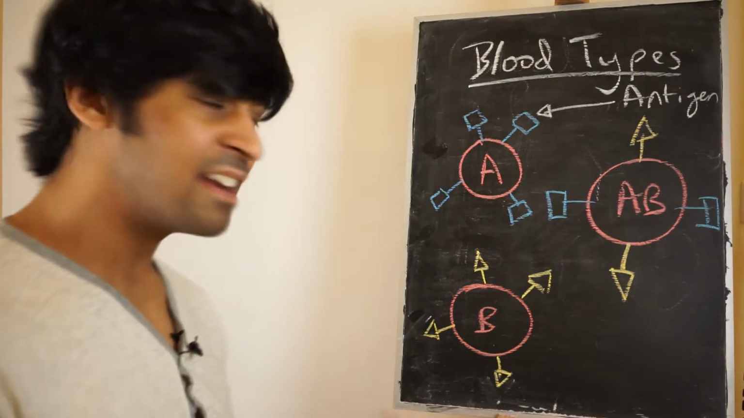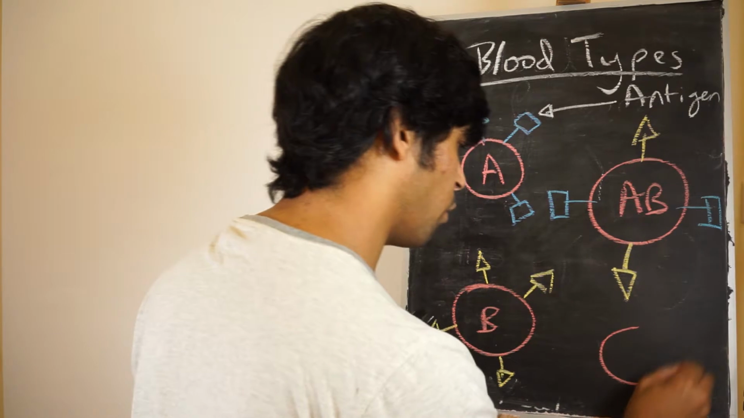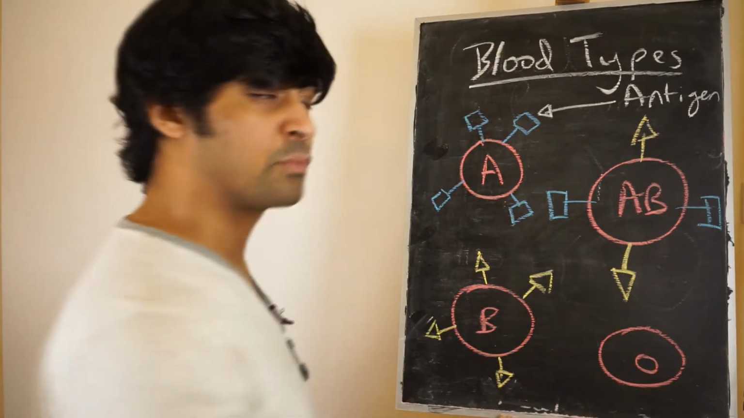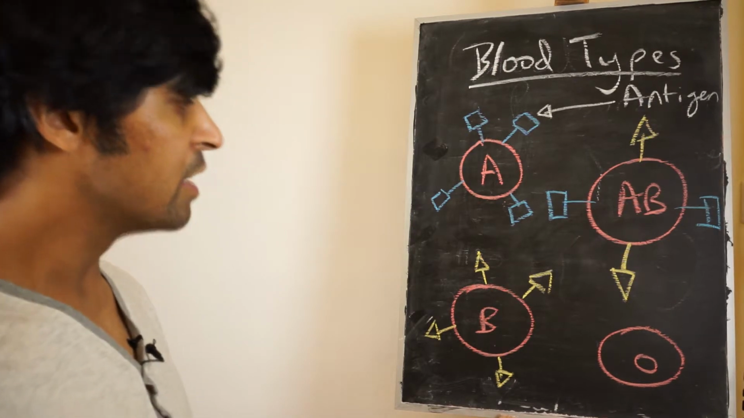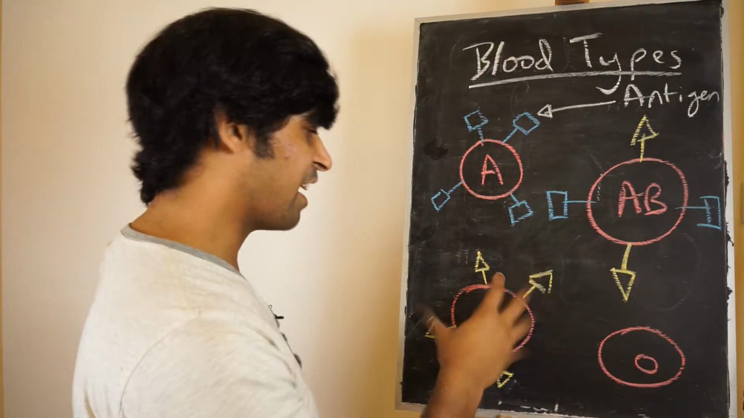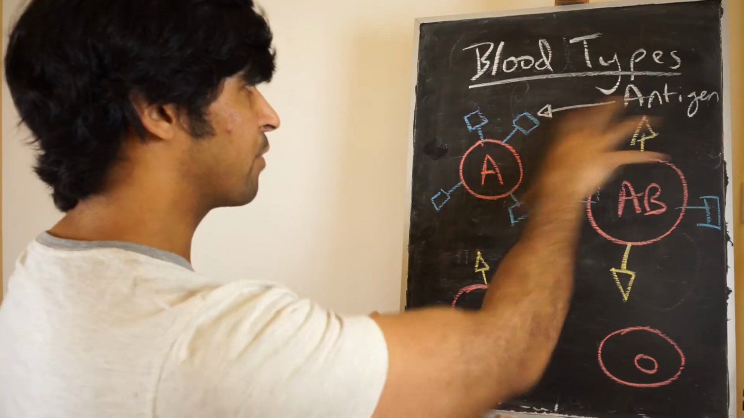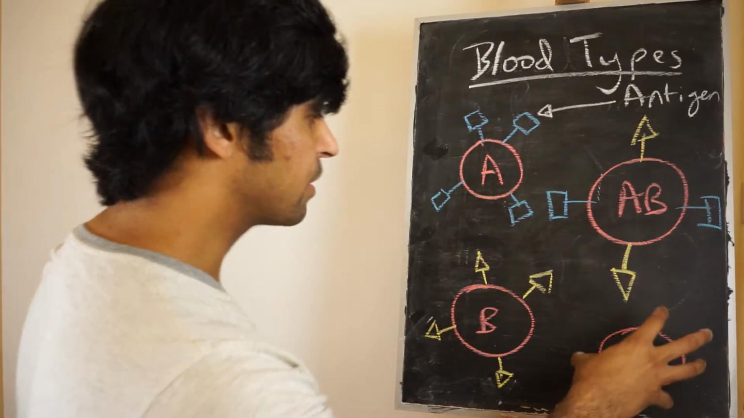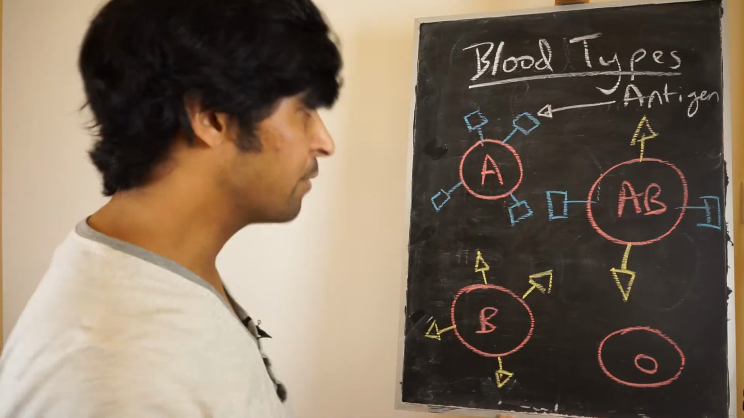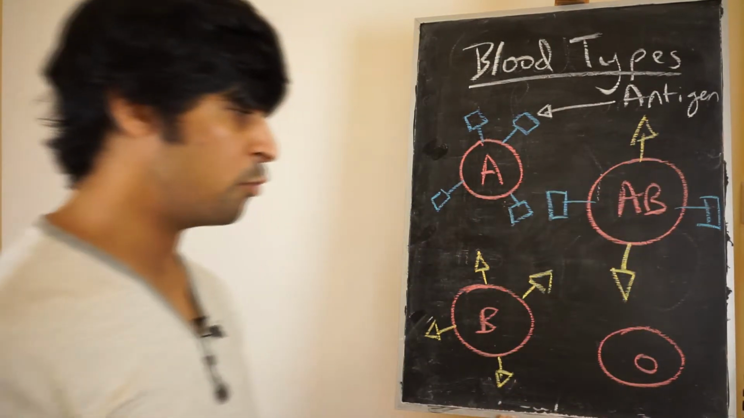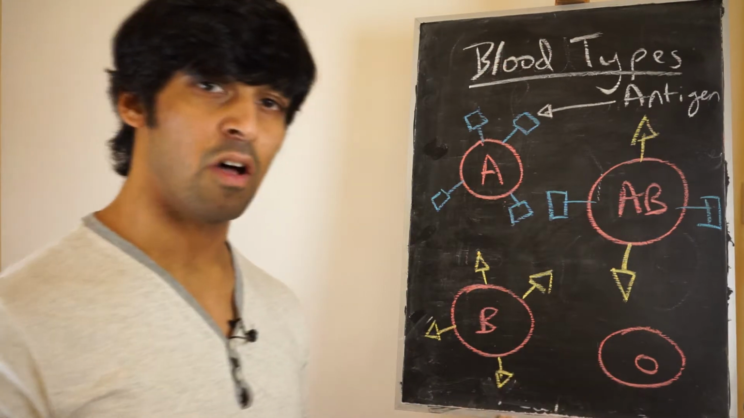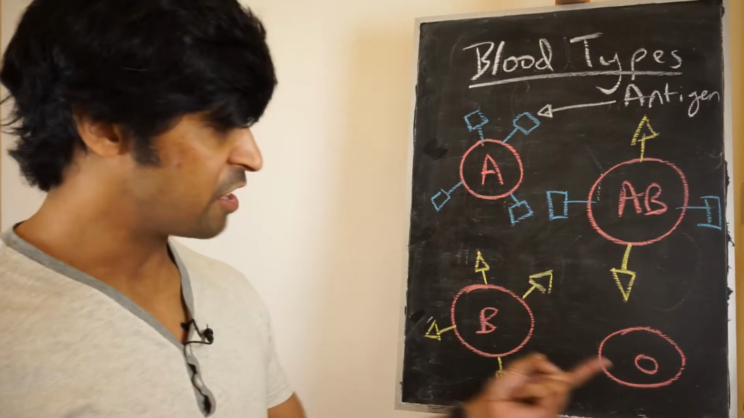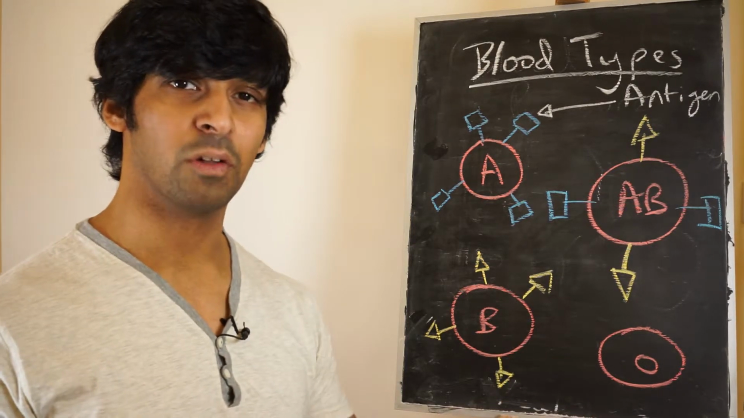Okay? And then there's a fourth one, and the fourth one is simply just called O, and it has no surface proteins. Okay, so if you put this into here, it'll be fine because the antibodies aren't going to react to anything on the surface. If you put this into A, it'll be fine. If you put it into AB, it will be fine. This one does not elicit an immune response, which is good. Okay, you call this one the universal donor.